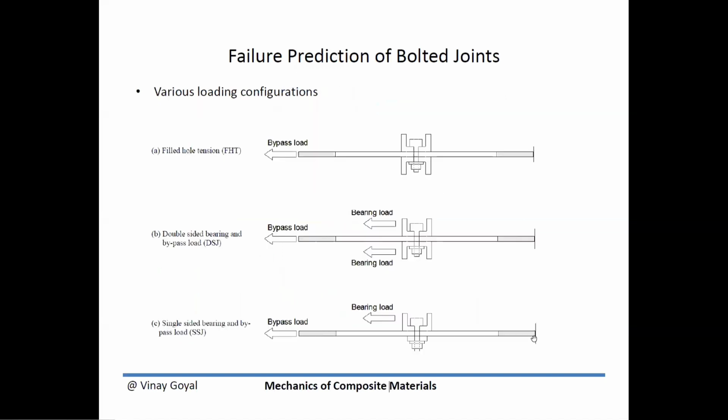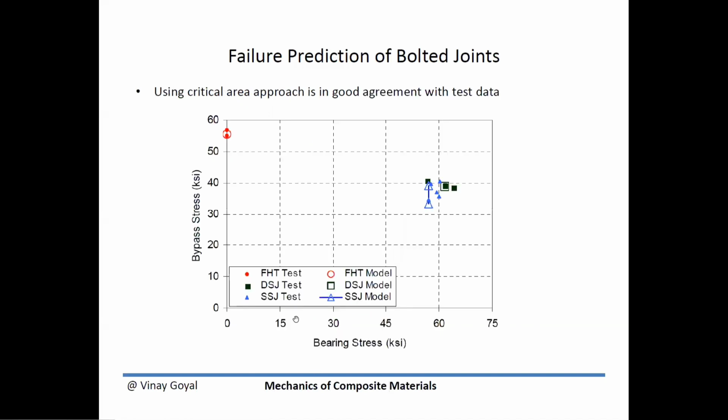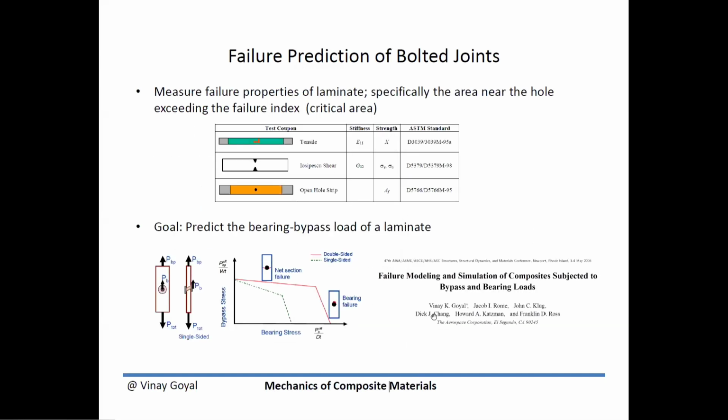In that test program, we looked at bypass loading, where we're only applying the bypass, no bearing load. In other words, this is a filled hole tension, because the hole is filled with a pin, but the bypass is really doing the work of applying the load. We also have the double-sided bearing load, where you apply a bypass load, but you also apply a bearing load onto the fastener, so you have these two effects combined. Then you have the single-sided bearing load, where you have a bypass load and a bearing load only, nothing below. When you compare the testing to the model, it's very, very close to the test data. All of that is shown in this paper.